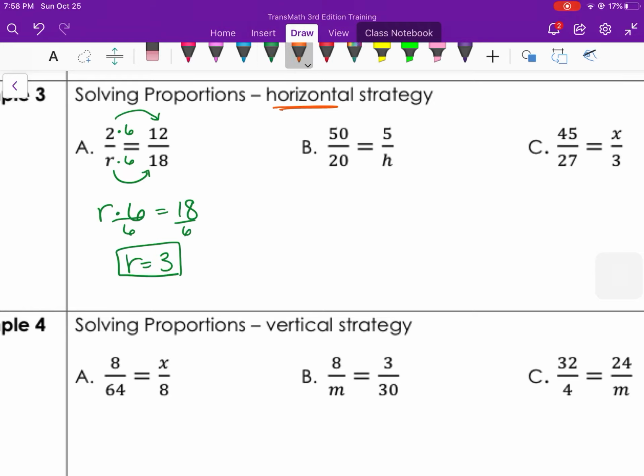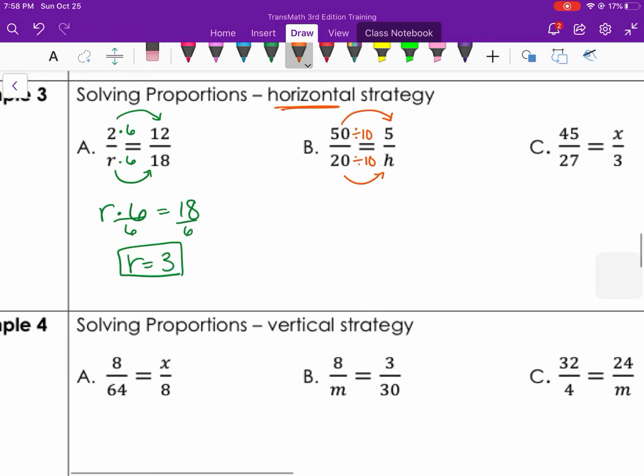In this one, you're going from 50 to 5. So you're going from a larger number to a smaller number, which means it's division. 50 divided by 10 is 5. So 20 divided by 10, you want to go the same way from 50 to 5, so then 20 to h. So 20 divided by 10, doing the same thing on top and bottom, would give me 2. That means that h would be equal to 2.